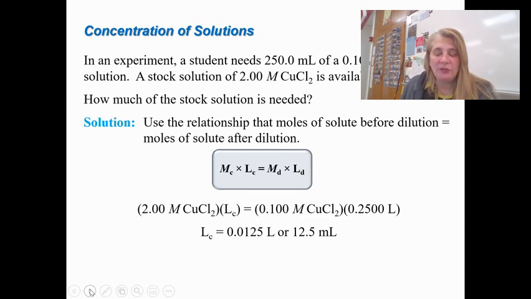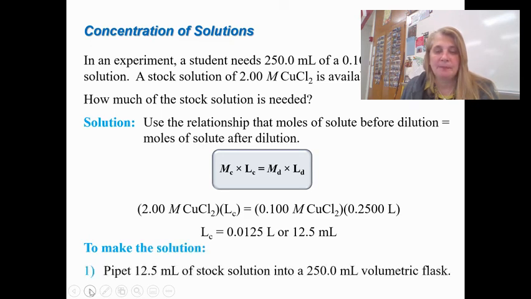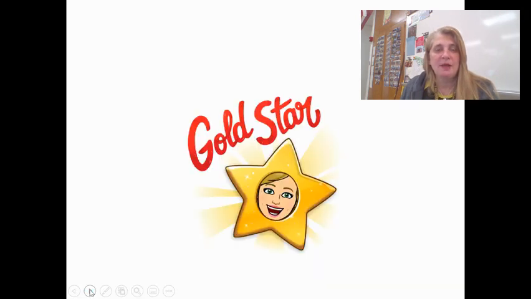Notice, milliliters is a smaller unit, liters is a larger unit. So the larger unit's going to have the smaller number, and they're going to differ by 3 decimal points always. So if I'm going from liters to milliliters, I move my decimal point 3 to the right. So to make the solution, I'm going to put 12.5 milliliters of stock solution into a 250 milliliter volumetric flask, and then I'm going to dilute by adding water carefully to the calibration mark. So this is an introduction to molarity and dilutions, and your next step would be to go and practice some of the problems that are given to you as an assignment.